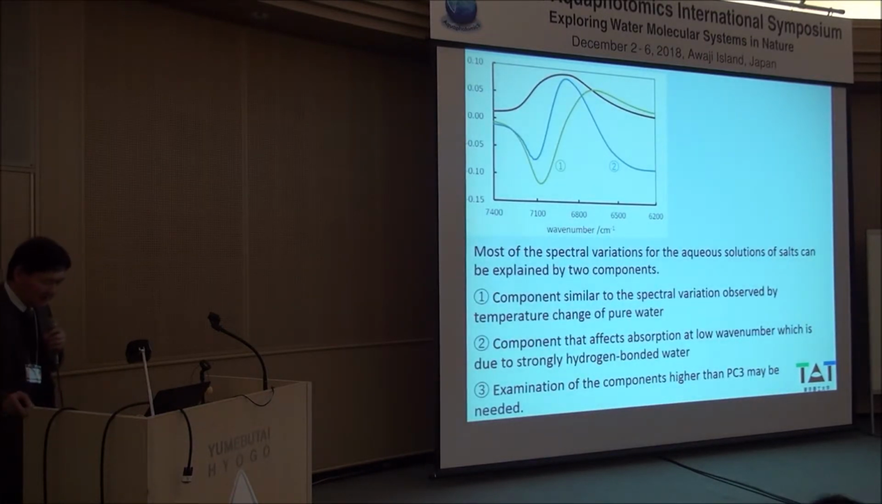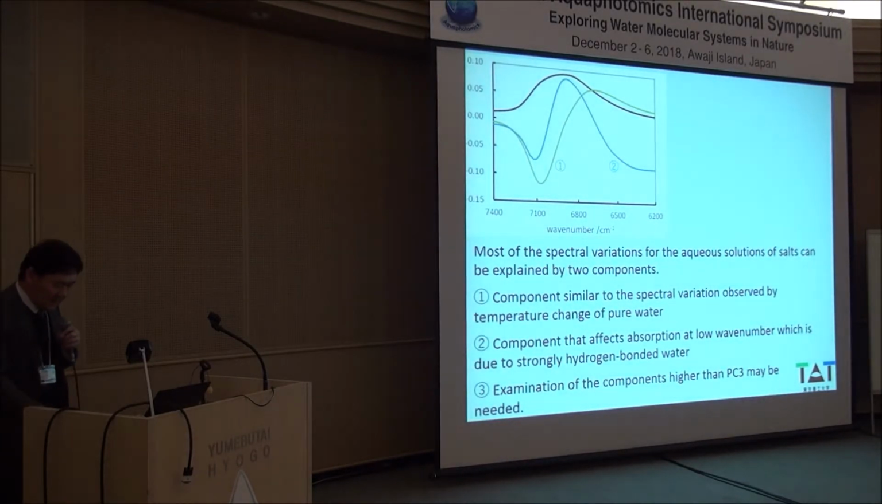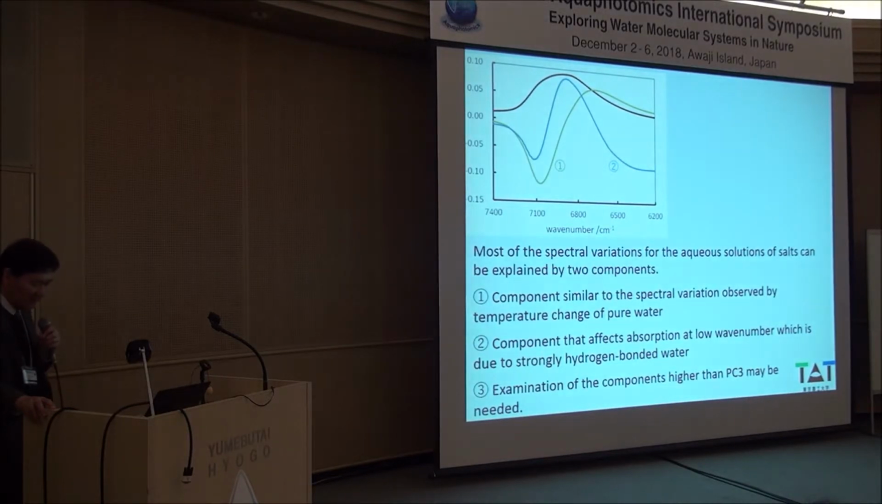Now, let's summarize the results. Most of the spectral variation for the aqueous solutions of salt can be explained by only two components. It is surprising that the complicated variation of spectra can be explained by only two components. The first component, which corresponds to the second loading, is similar to the spectral variation observed by temperature change of pure water. The third component affects absorption at low wave number.